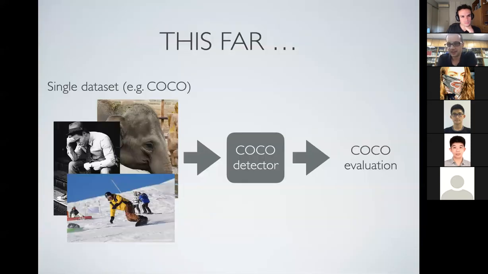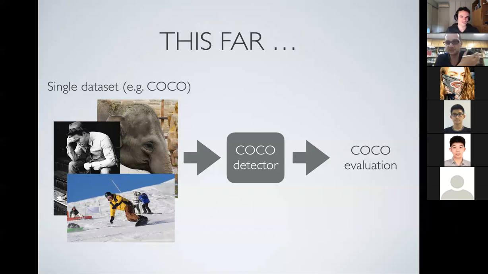All right, so thus far we looked at problems where we train things on a single data set, let's say COCO, and we get a COCO detector, and then we evaluate on that single data set, let's say the COCO evaluation set. Now, this is a very nice setup if you want to measure how well detectors are progressing and which detector is better than which other detector, but it's definitely not something you would want at the end of the day.